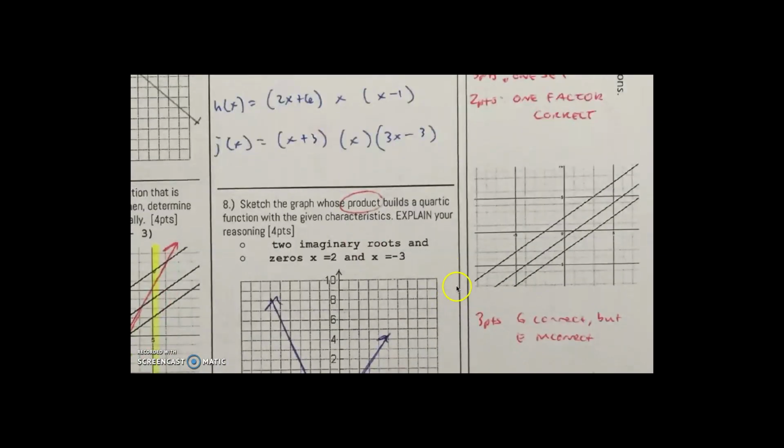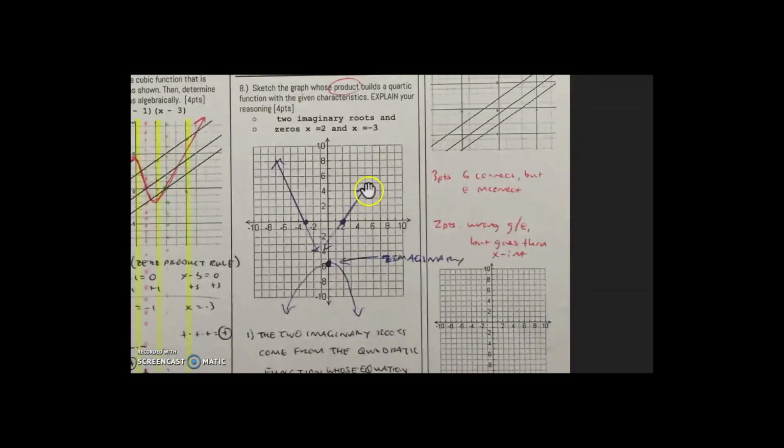Right, your last question. Zoom out here, let's see. Sketch the graph whose product builds a quartic function with the given characteristics. So we're trying to build a quartic. We're not drawing a quartic, because it could have just said sketch a quartic function with the given characteristics. It says sketch the graph whose product, means we have to multiply them to build a quartic.